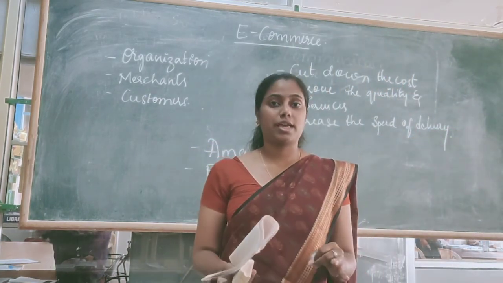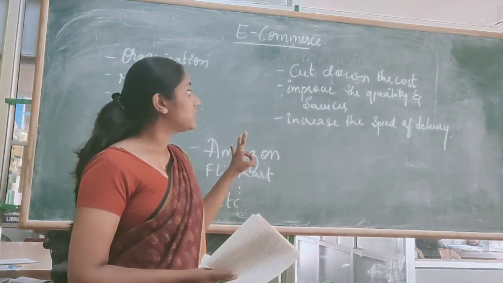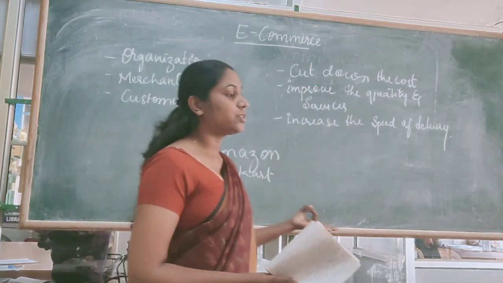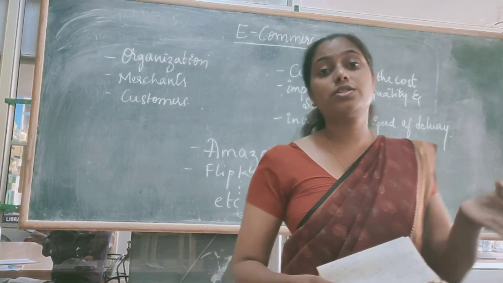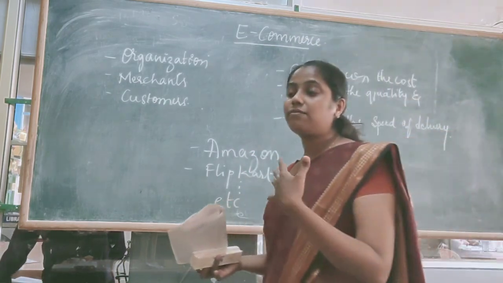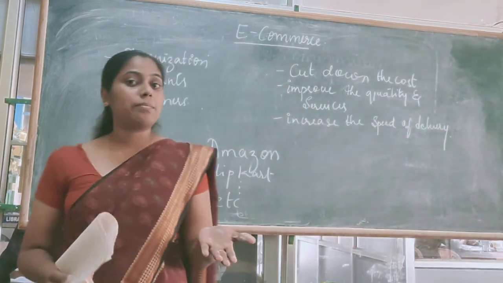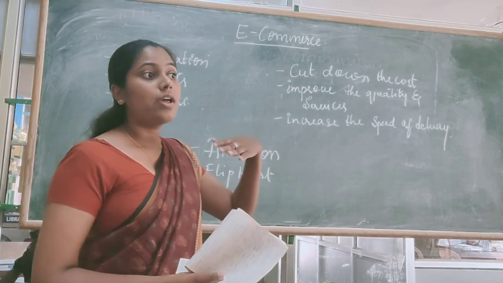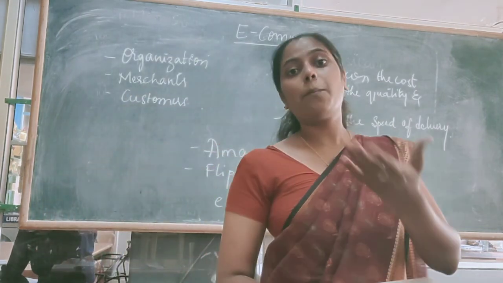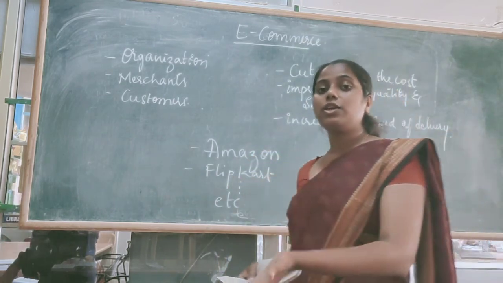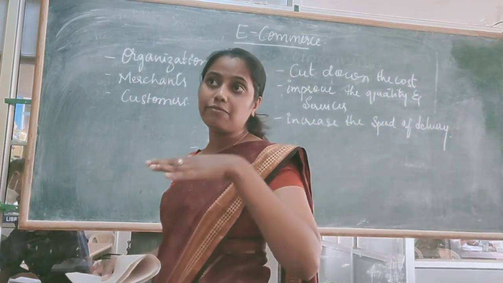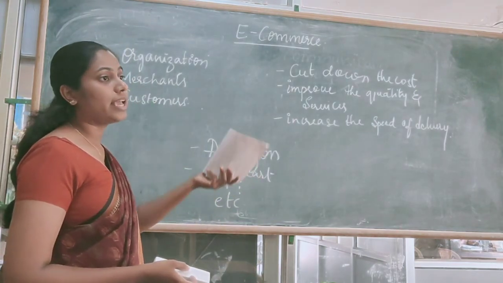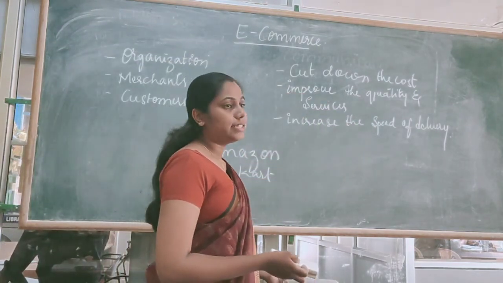Quality must be very good, right? Next, the third one is speed. Delivery speed must be good, right? So nowadays see what Amazon has done. They have given a Prime membership. What happens in Prime membership? We have a feature of fast delivery: once you place your order, the next day you will get the delivery. Everyone needs speed delivery. So e-commerce helps in speed delivery.